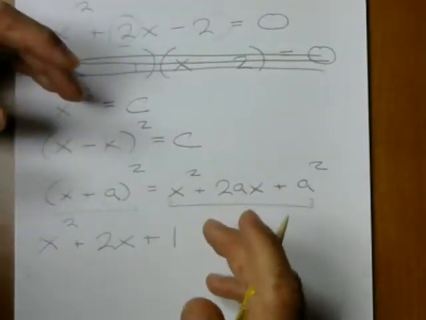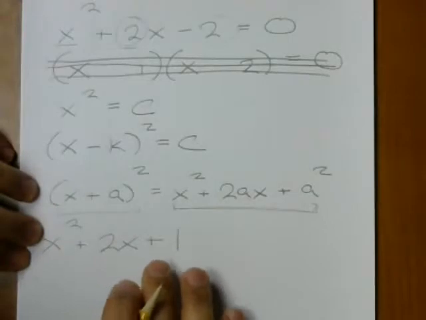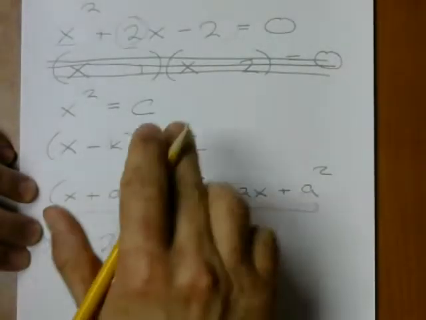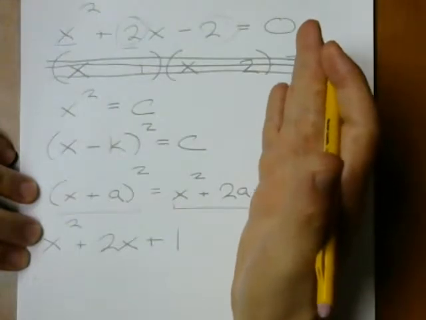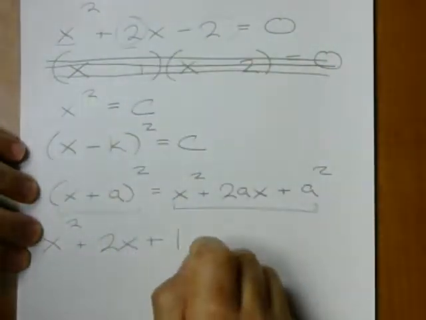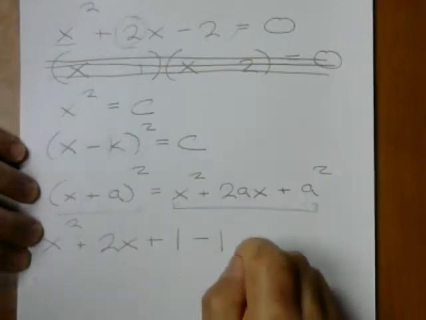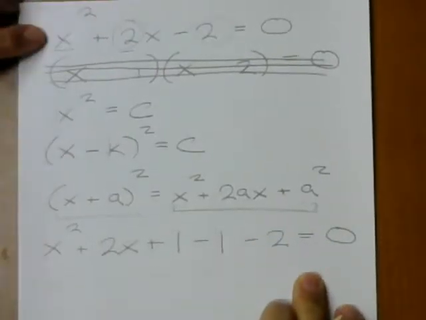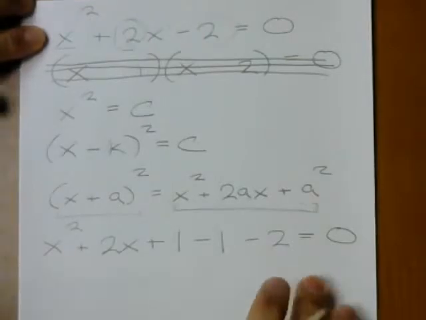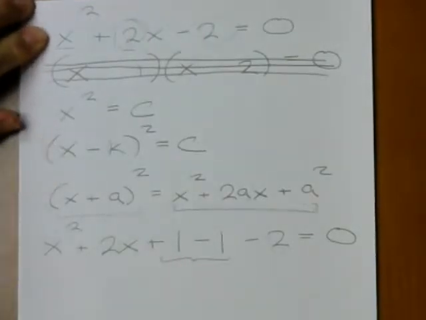So I'm going to add 0. You see, I'd like to add a 1 to this equation, but that would change the equation. So what could I do? I can add 1 and then immediately subtract 1. This equation is now the same as this equation, because what I did is I added 0.